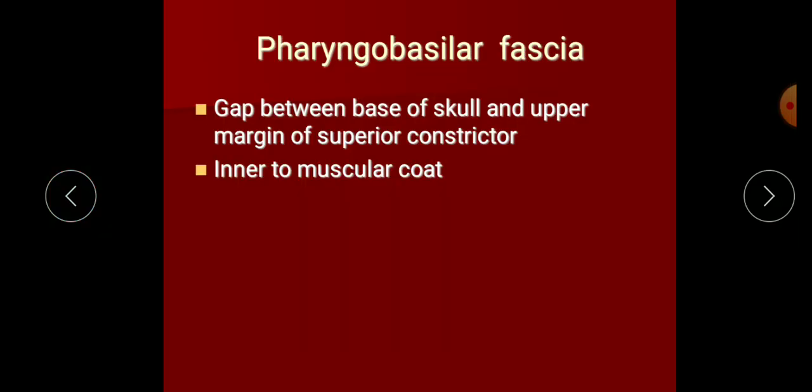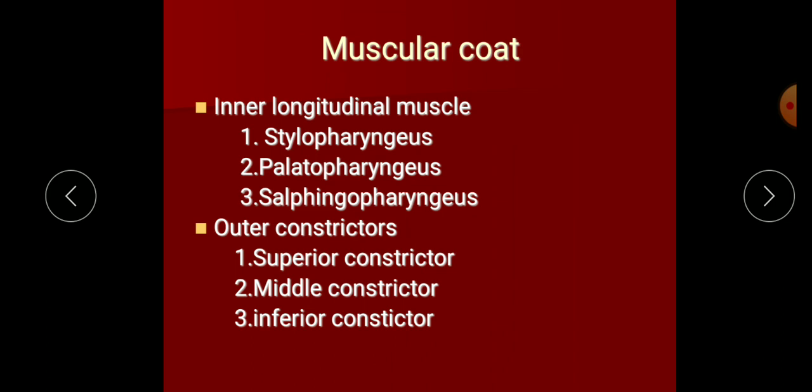So with that we finished mucosa, submucosa, and now we are proceeding on towards the next layer, Pharyngobasilar fascia. So this Pharyngobasilar fascia is present throughout, but remember it is very much thick at the upper part. To be more specific, in the gap between the base of the skull and the upper margin of superior constrictor. At that region, you find this Pharyngobasilar fascia will be very much thick. In all other areas, it will be present but very thin. So now we have finished the next layer, and now we are proceeding on towards the muscular coat.